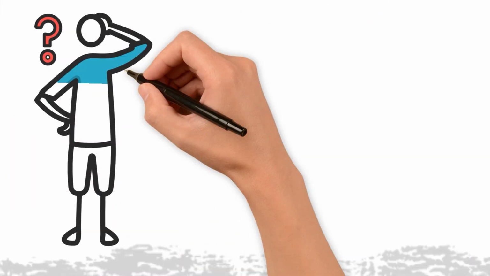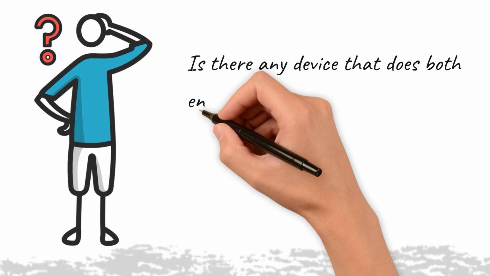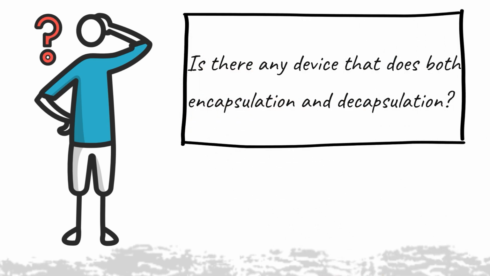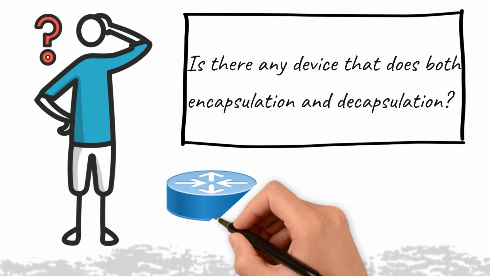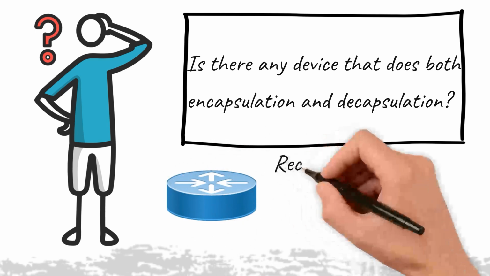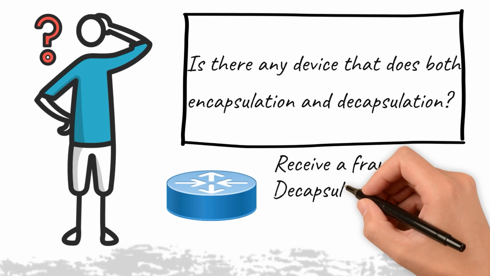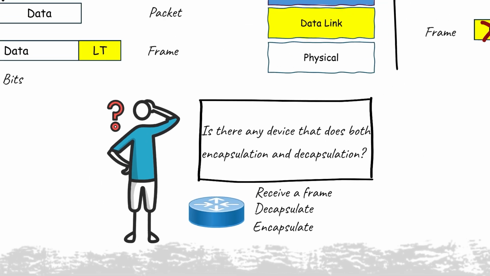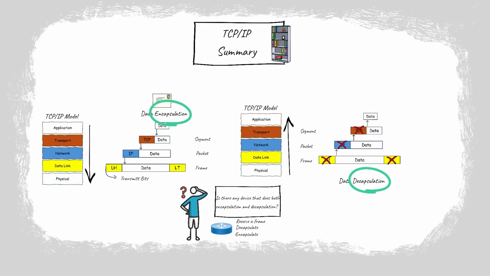But here's a question. Is there any device that does both encapsulation and decapsulation? Yes, you got it. Routers in the middle of the path do exactly that. They receive a frame, decapsulate it, and then encapsulate it again with new headers and trailers before sending it to the next hop. So that's it for this part of the TCP/IP journey.